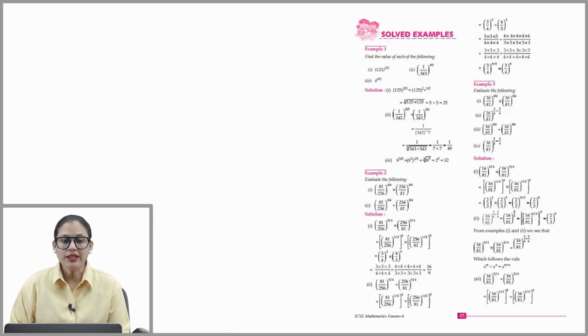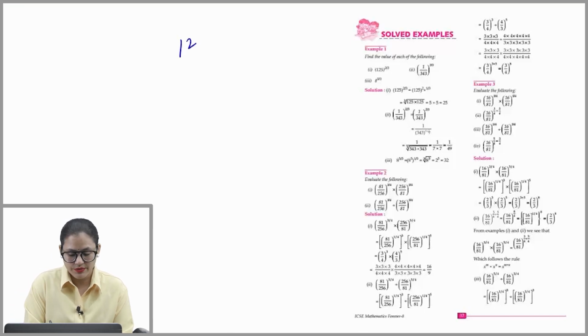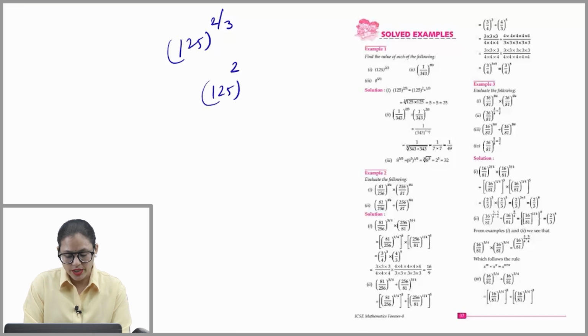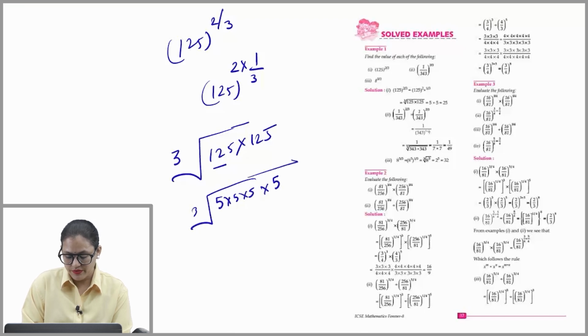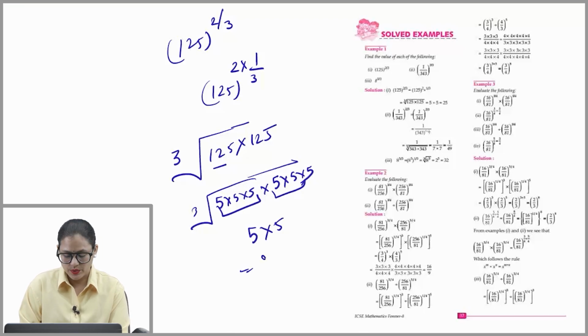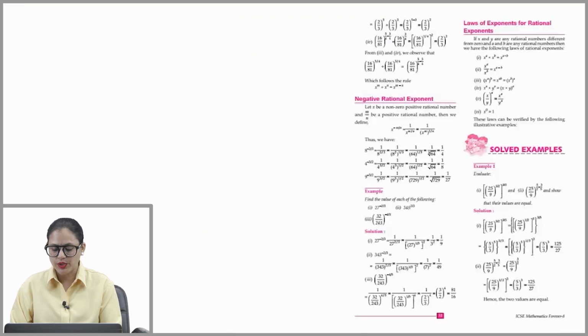Let's do example 1. Find the value of 125 raised to the power 2 by 3. So how are you going to do this? 125 raised to the power 2 into 1 by 3, right? So how will you do it? You will write the cube root here, and then 125 into 125. 125 is 5 into 5 into 5, and 125 is 5 into 5 into 5. So we will take 5 into 5, that is 25. Similarly, you will do other examples also.